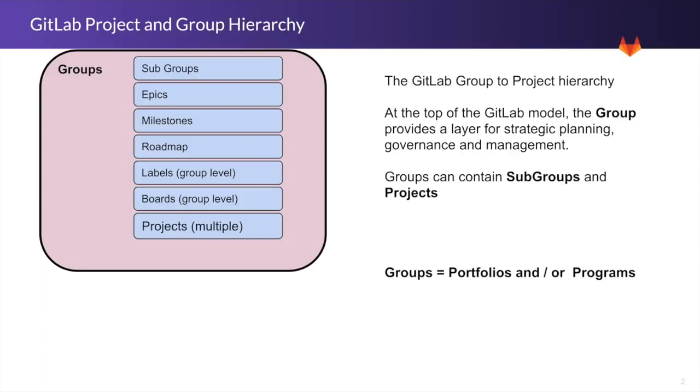But when we're looking to do Agile at this top layer, at this group level, we have the ability to have access to epics, milestones, which is a time box in GitLab terminology. So you could build out sprints, you could build out releases using the milestones feature. There's a roadmap, which can show you a compilation of all the epics and the timelines associated with them. And then you have the ability to create labels, boards, and projects that fall underneath those groups or subgroups.